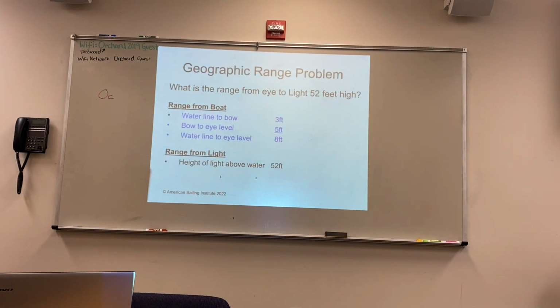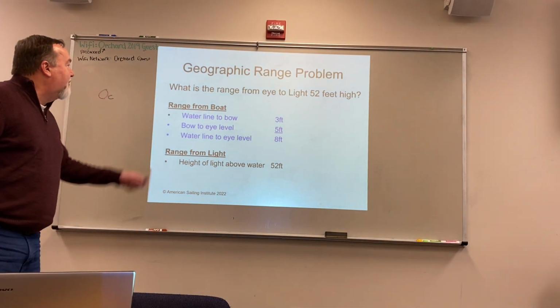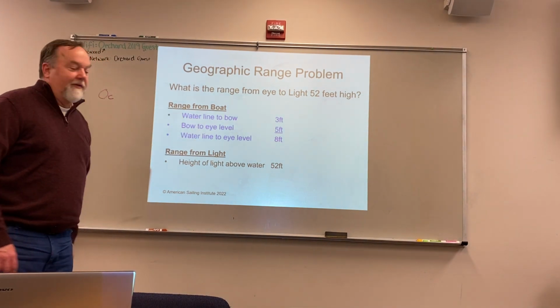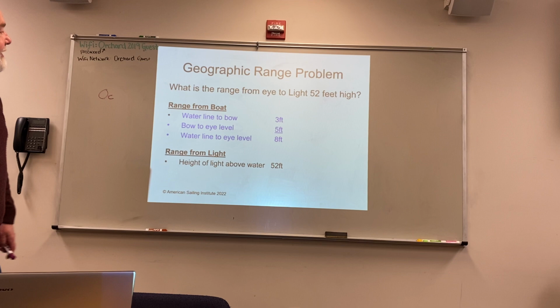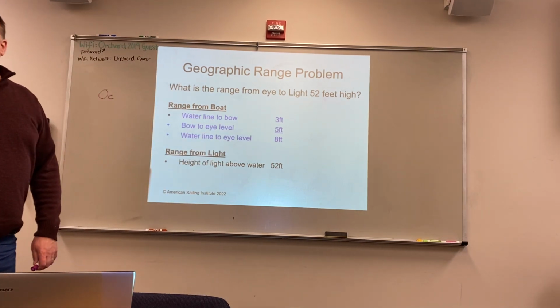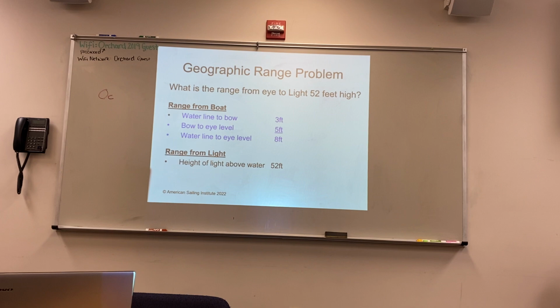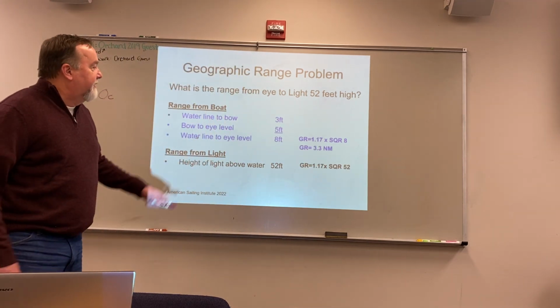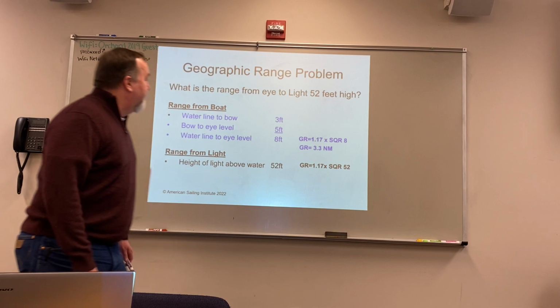Oh, okay. So let's do a quick problem, and then we'll be done. Again, we're on a different boat. I have a freeboard of 3 feet, and I'm standing on the bow, so I've got 5 feet from the top of the freeboard to my eyes. So my eye level to water level is 8 feet, right? How do I calculate the geographical range to the surface of the water? Square root of 8, times 1.17, gives me a geographical range of 3.3 nautical miles.